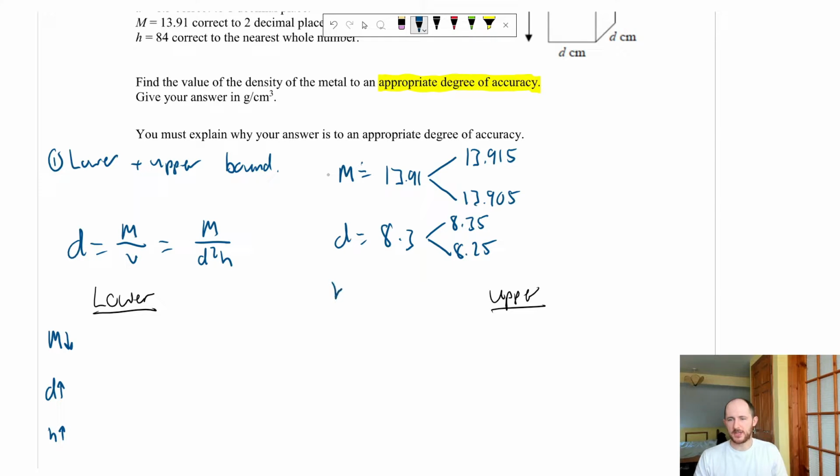And lastly, h is to the nearest whole number, which is a bit trickier. But again, you add on a 5 to the end. Now this doesn't mean it's 845. It means it's 84.5. And then 83.5. So we're taking the lower bound of m, so that's 13.905. We're taking the upper bound of d, which is 8.35, and the upper bound of h, which is 84.5.